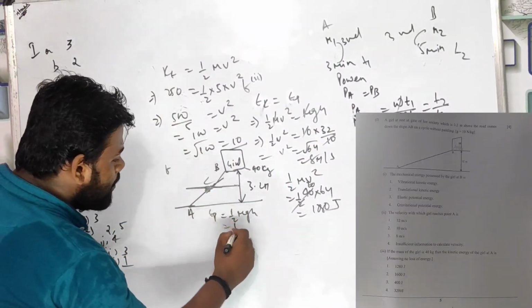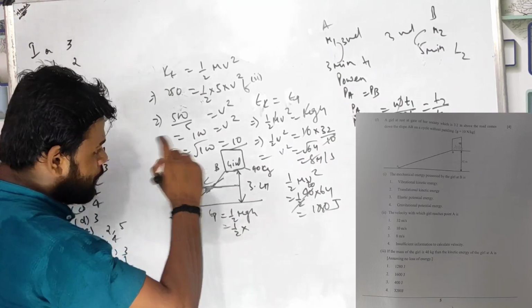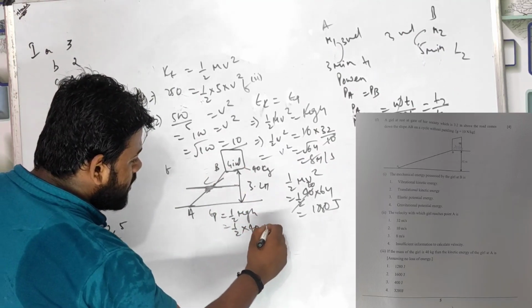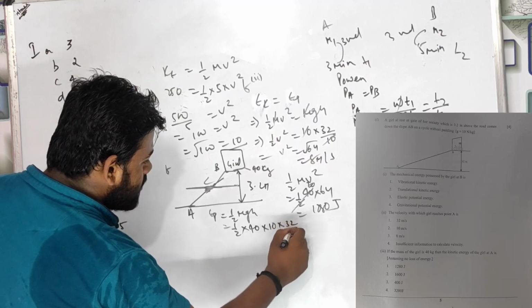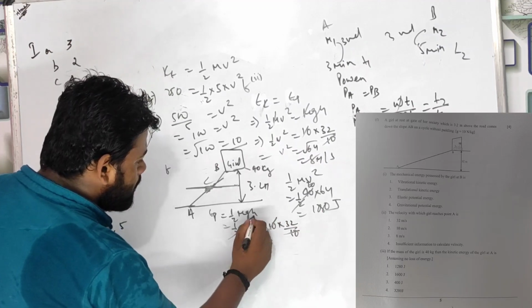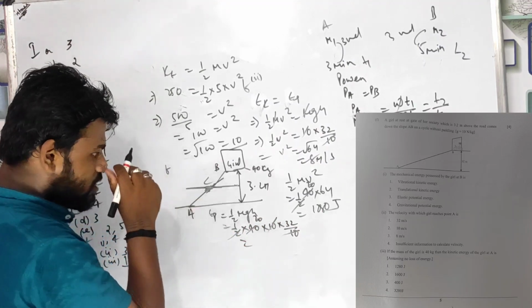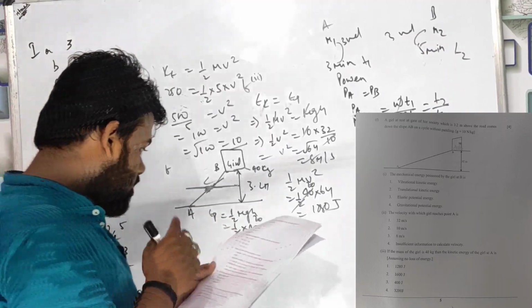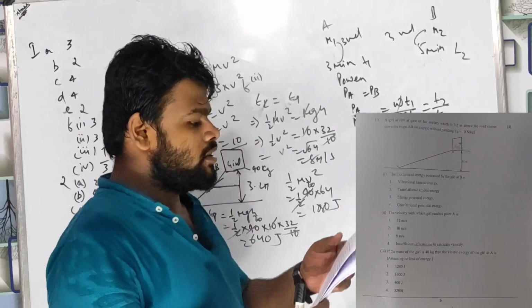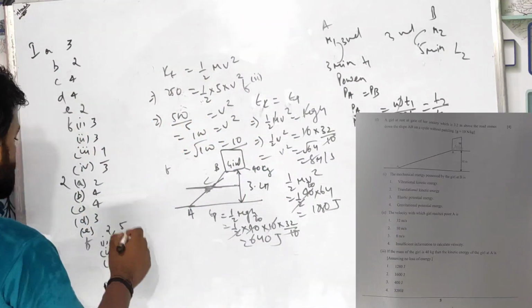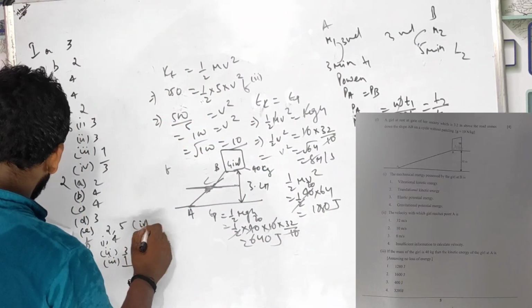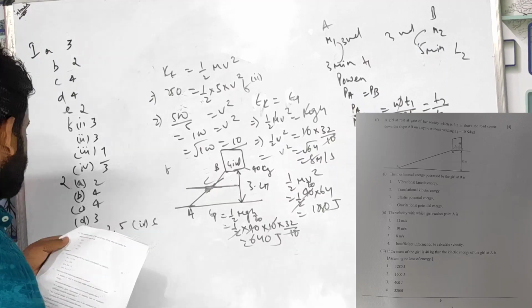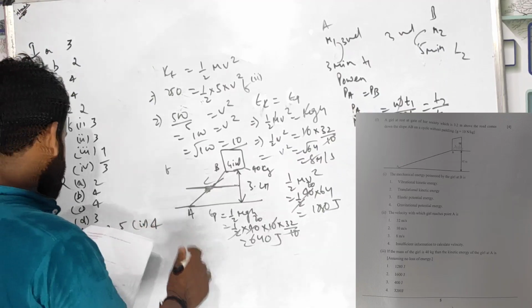Half mgh. m कितना है, children? m is 40, it is given in the question. g 10, 32/10. कट 20, कितना हुआ यहाँ पर? 64, 640 जूल है क्या? 640, yes it is. Bit 4 का आंसर C, that means bit 4 answer is 640 जूल.